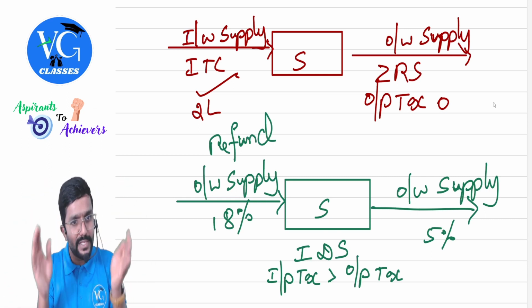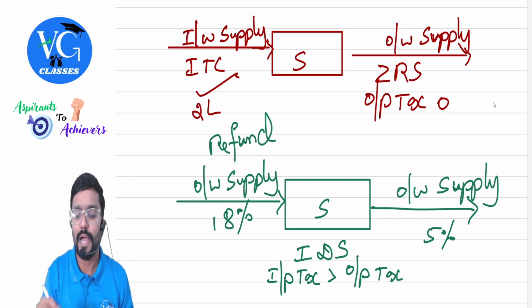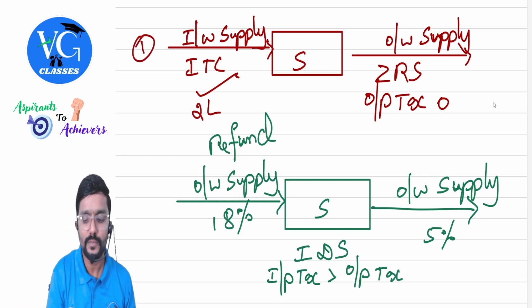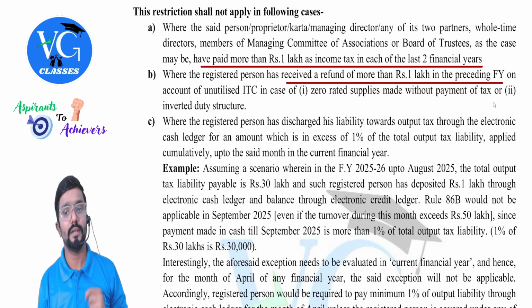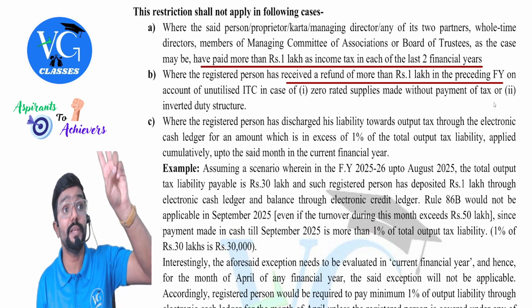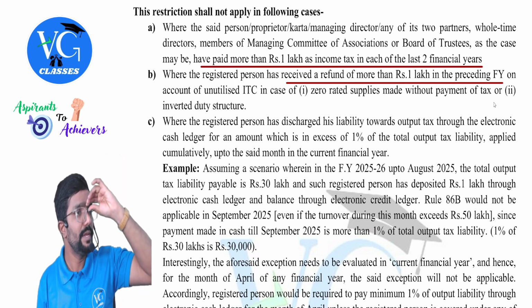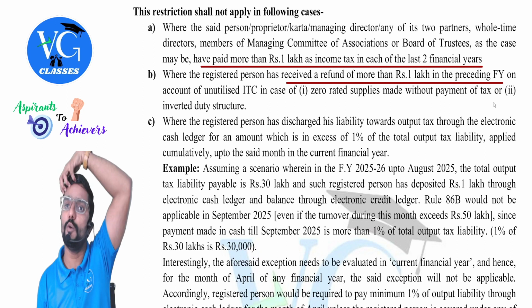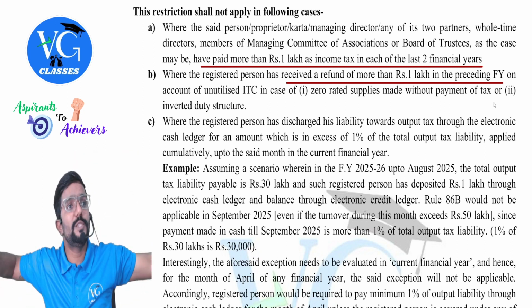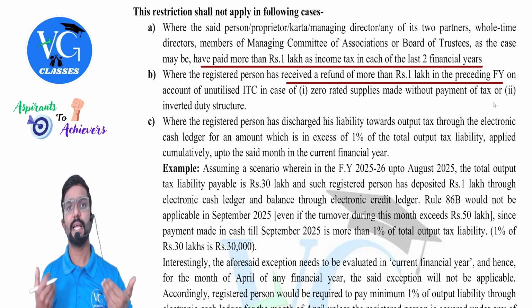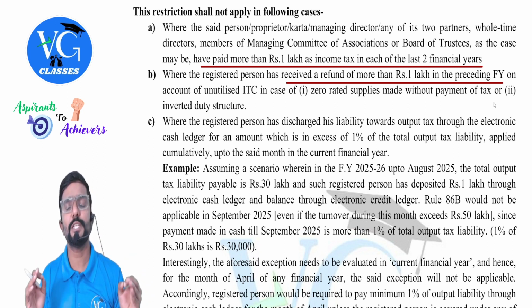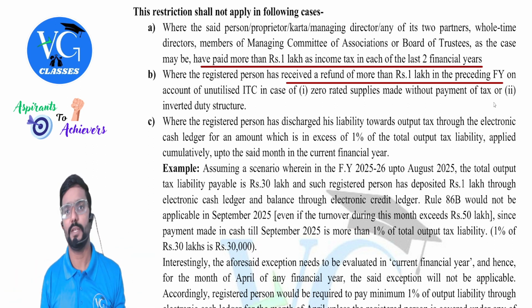So, the supplier was covered in either of these two cases. And he has claimed a refund of more than 1 lakh in the last year. Not 2 years, only 1 year. He has claimed a refund of unutilized ITC of more than 1 lakh, all months put together. In the current year, is Rule 86B applicable? No, not at all applicable.